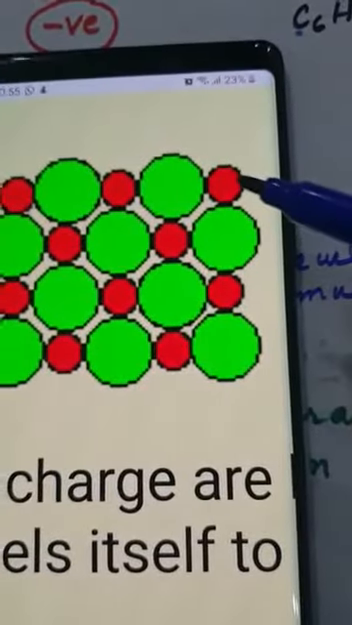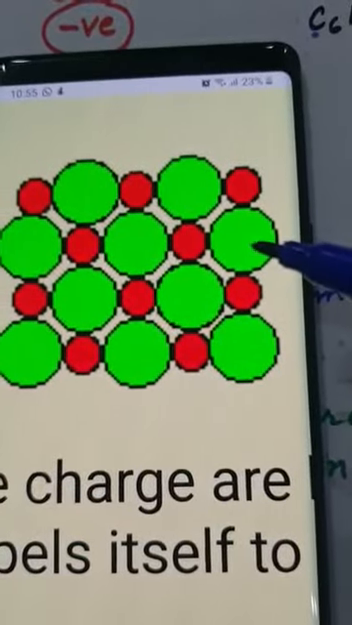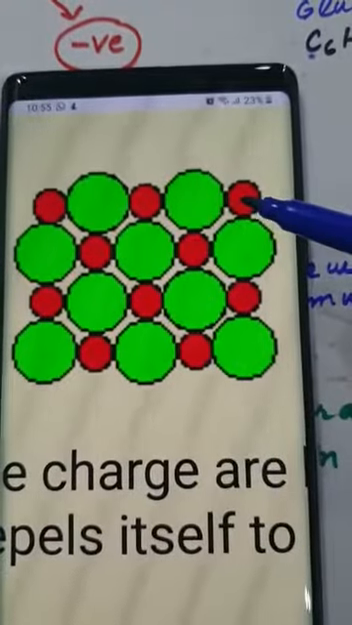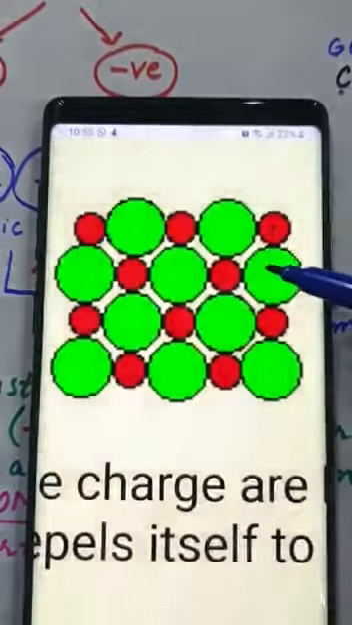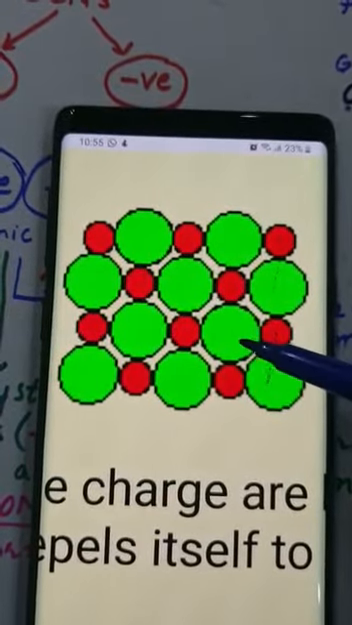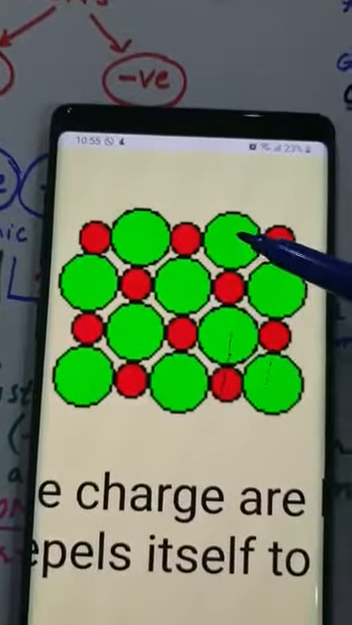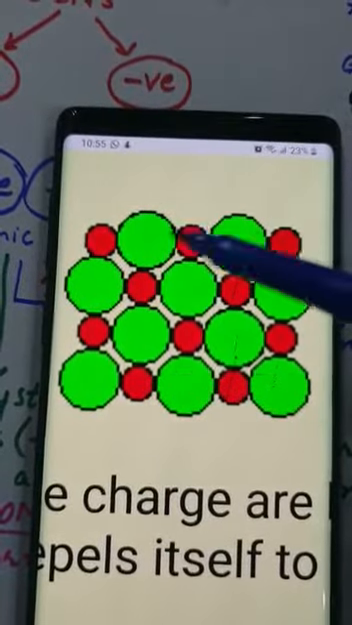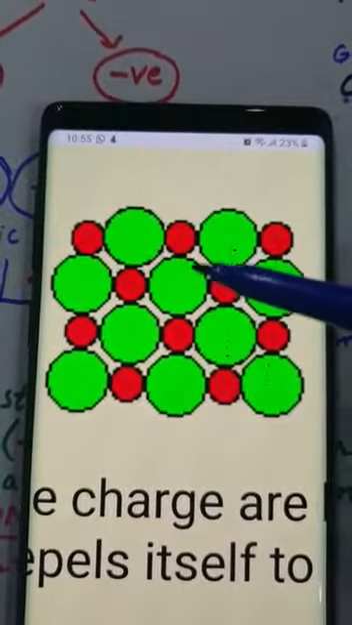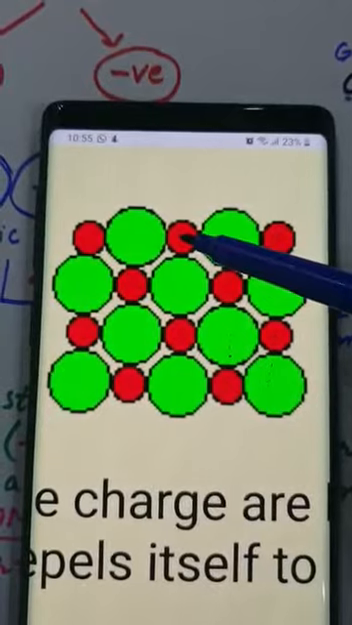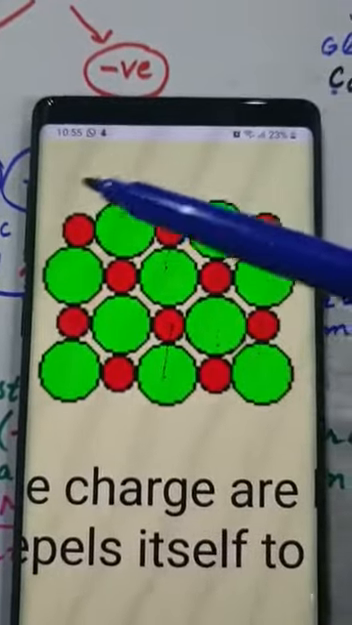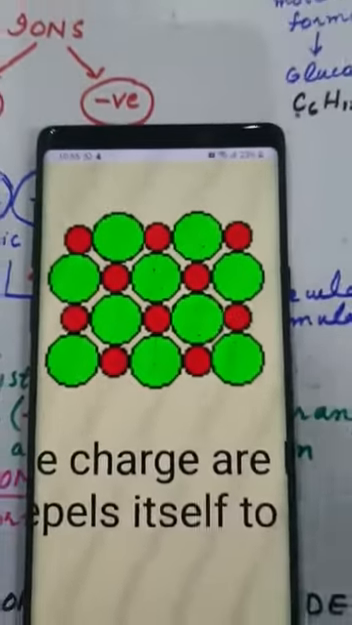The red color indicates the sodium ion and the green color indicates the chloride ion. In this structure you can see the repeating units: the sodium and chloride ions repeat themselves, that is chloride ion, sodium ion, chloride ion, sodium ion. So there is a repetition of a particular unit in the crystal structure.